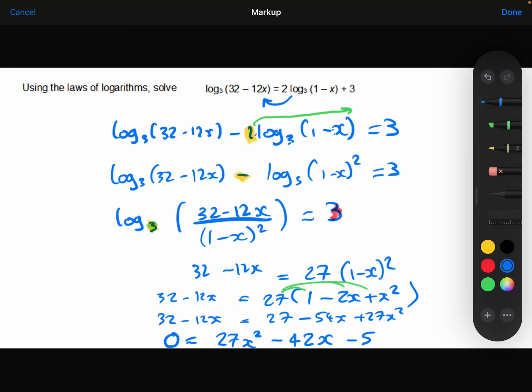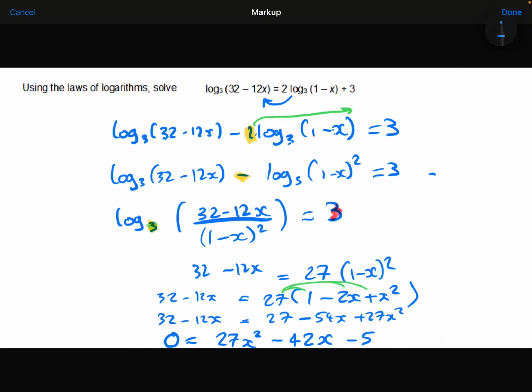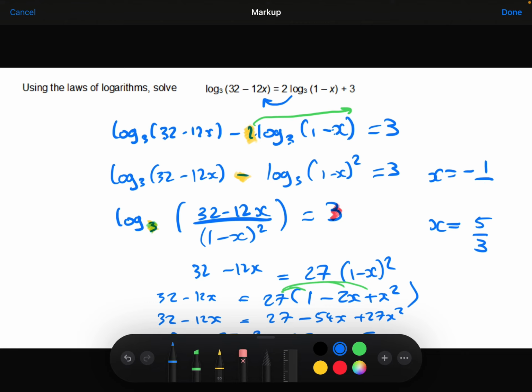We can just use our calculator for this. We weren't told in this question that we couldn't use our calculator. So I'm going to get my two solutions to this quadratic as either minus 1 over 11 or 5 over 3. Now we need to check both of those in the original equation. So not minus 1 over 11, that should be minus 1 over 9. Misread my calculator there.